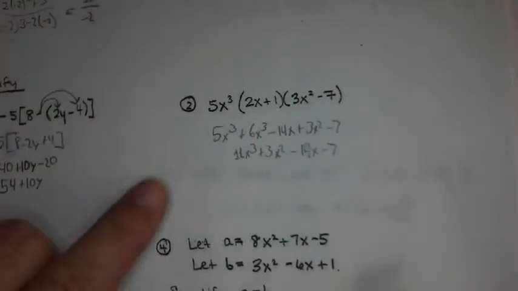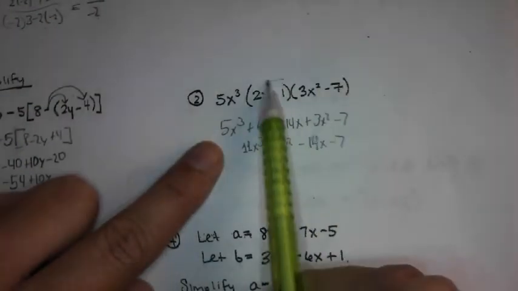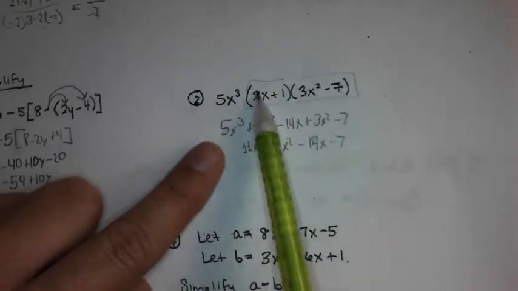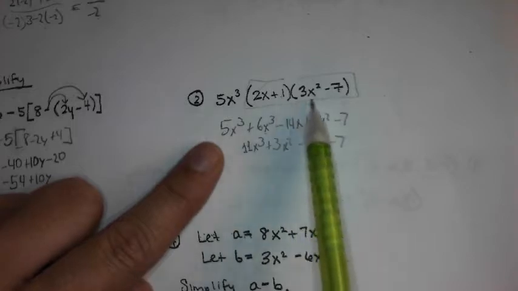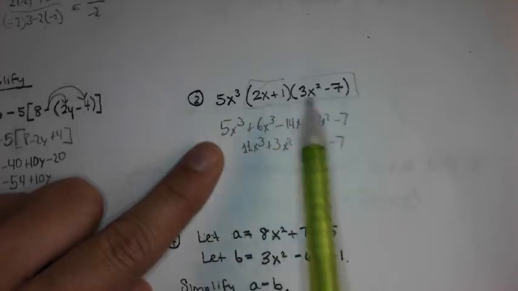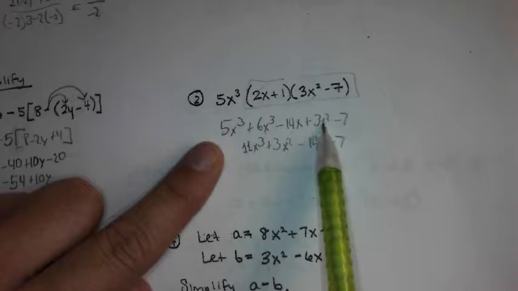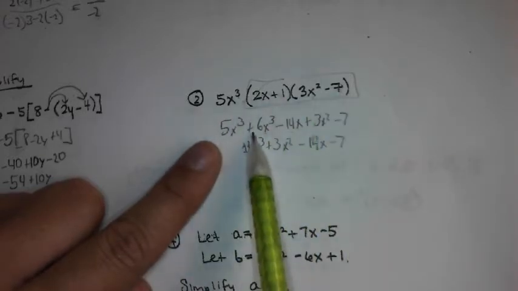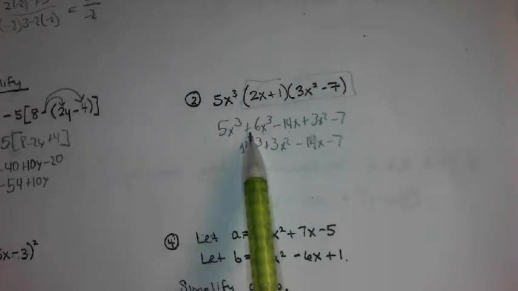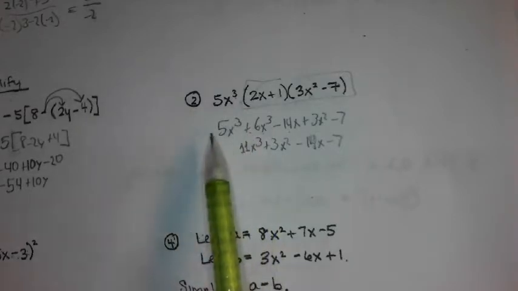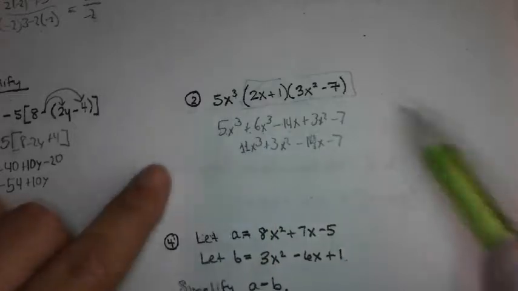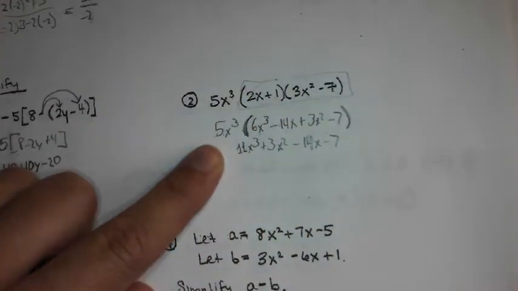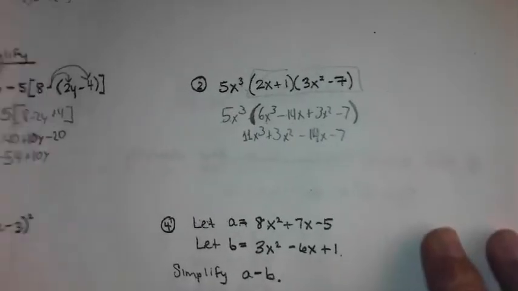Here's what this person did. They started here, I believe. They got 6x to the third, minus 14x, plus 3x squared, and minus 7. So they multiplied those first. My question is, it's 5x cubed times all of that. Where in God's green earth did the plus sign come from? Do you see how we inserted that? So it shouldn't be 5x cubed plus this. It should be 5x cubed times all of that. Correct? Okay.